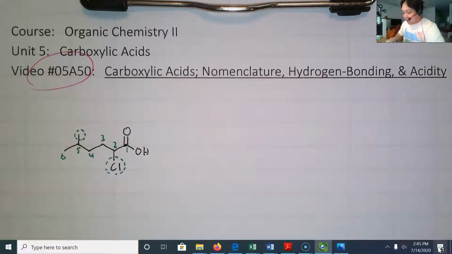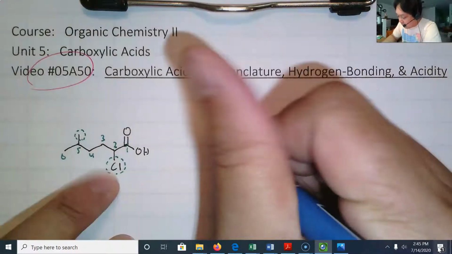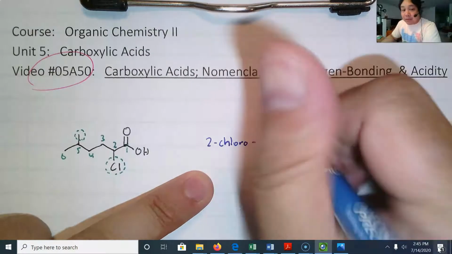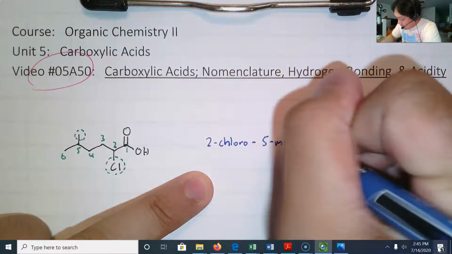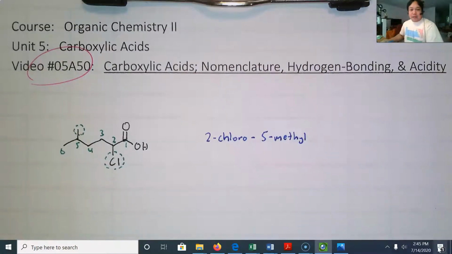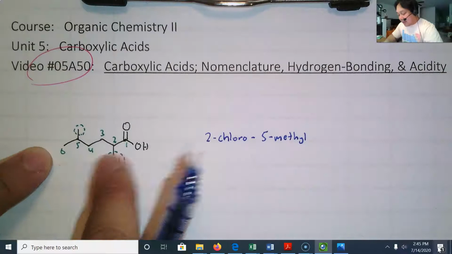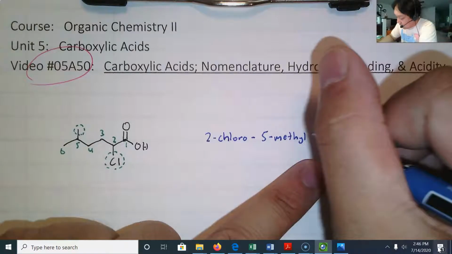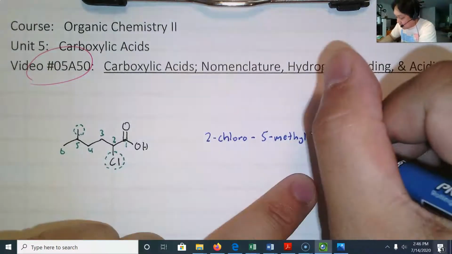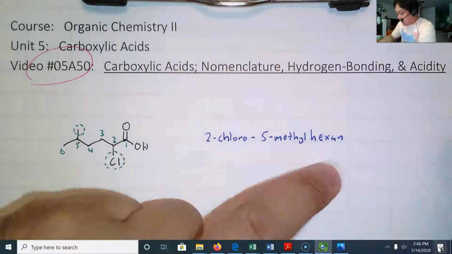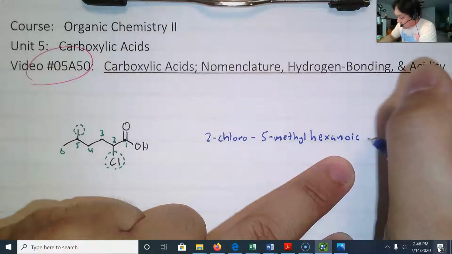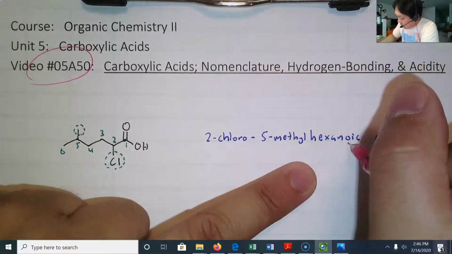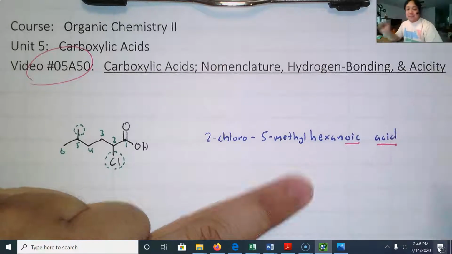And therefore, the name of this molecule is going to be 2-chloro, 5-methyl, and instead of saying hexane, we are going to drop the E and add oic acid. And you don't have to put 1 because it's automatically number 1. So instead of hexane, drop the E and add oic space acid. Okay. Let me underline that for us. We added oic space acid.